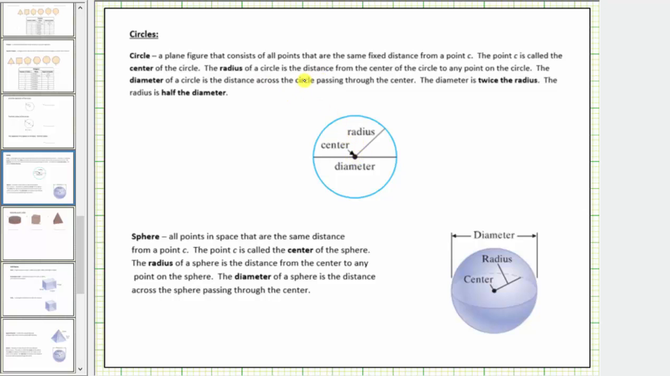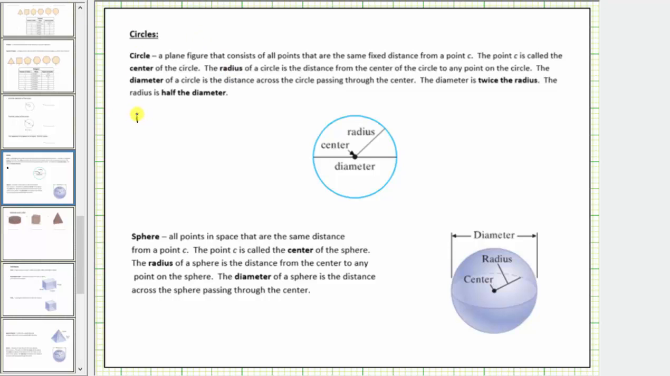The radius of a circle is the distance from the center of the circle to any point on the circle, which should be this distance here. The diameter of a circle is the distance across the circle passing through the center, which should be this distance here. The diameter is twice the radius, and the radius is half the diameter.